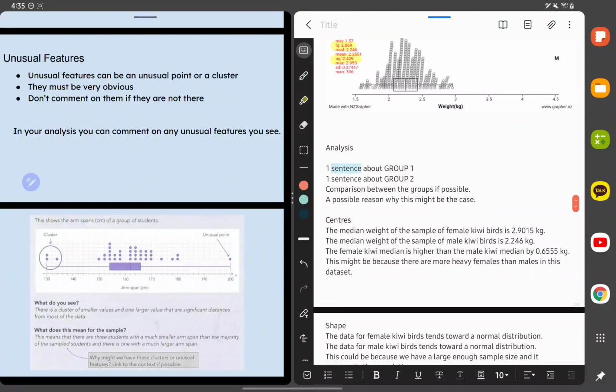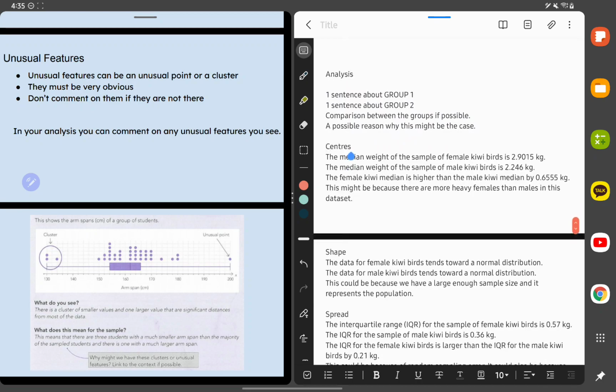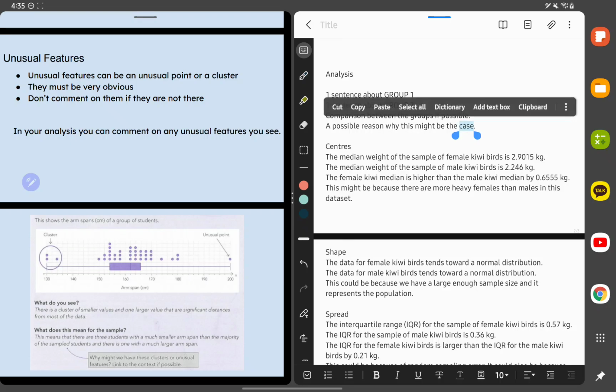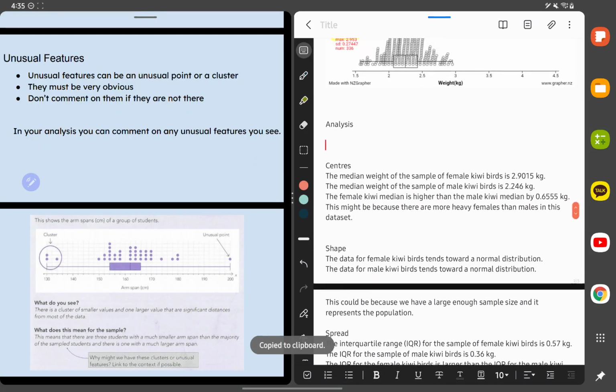Right, so this is the general rule we're going by. Like when I say one sentence, it doesn't necessarily mean one sentence. It just means mention the thing about group 1 separately, mention the thing about group 2, possibly compare if it's a number thing, and if there's any reason in the population, or maybe in the sample, a possible reason why this might be the case. This is, of course, not something you would actually write down in your assessment. This is just the guide that I've written down, so I'm just going to take that away.